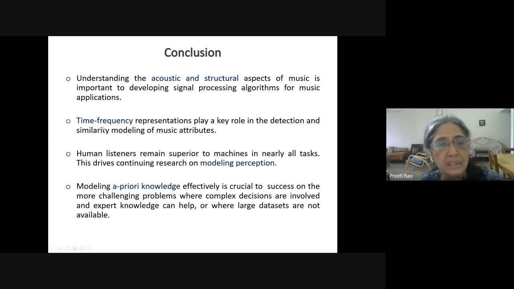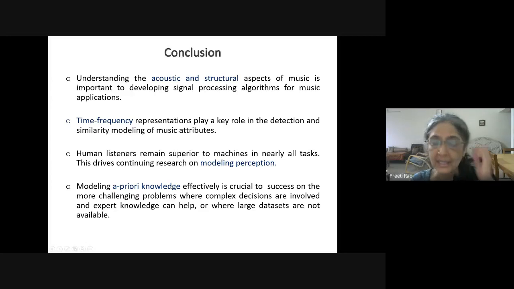Why do we call it time and frequency? Because it has two axes, time axis and frequency axis, and we showed it in a kind of three-dimensional representation like an image, the short time Fourier transform or the spectrogram. That was very important as a representation in similarity modeling. To find out how two pieces of music are similar, it's important to go via that representation rather than directly the waveform. Overall, human listeners are superior to machines in nearly all tasks.